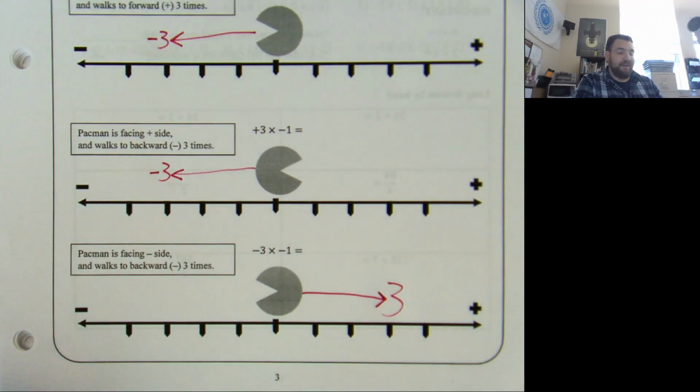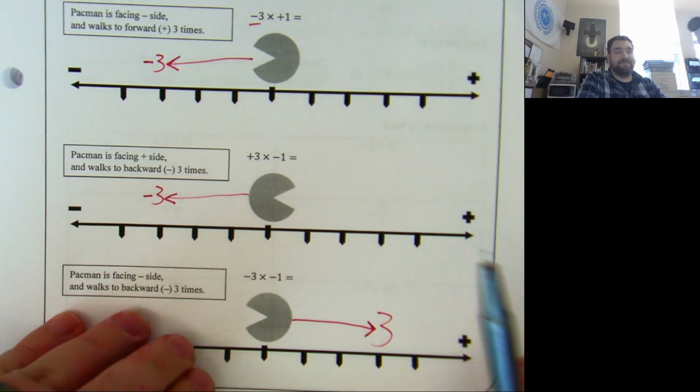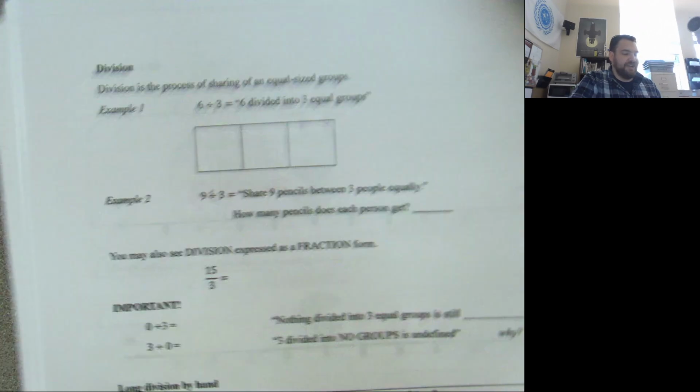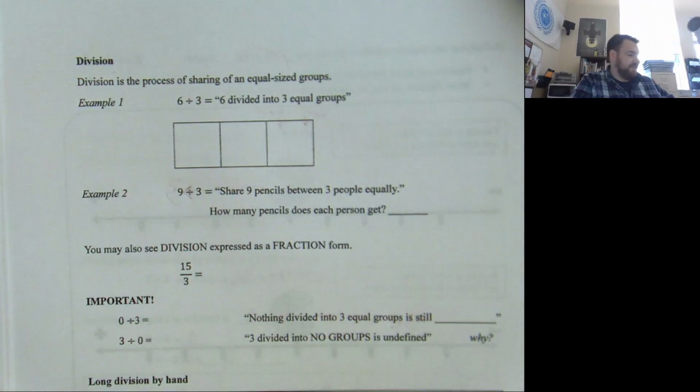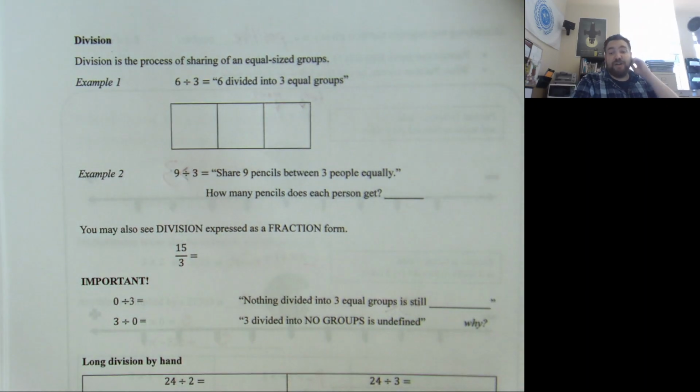Now, if you're like, I don't care, I'm just going to accept it, that's great. Then let's flip the page and move on. Let's look at division. Division and multiplication are just the same as each other, just the opposites. We're going to review some long division, and I'm going to show you how to use your multiplication tables for division. Division is the process of sharing in equal-sized groups. So it's undoing multiplication effectively.